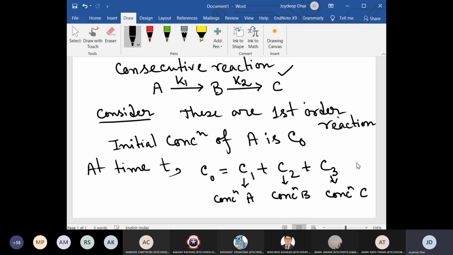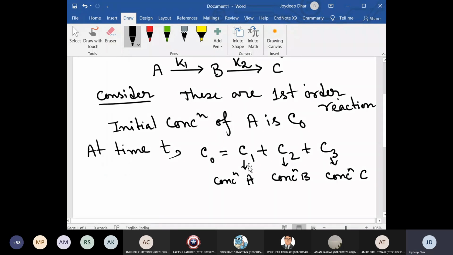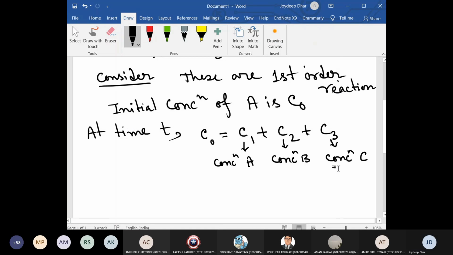Because whatever mass is taken, that mass only will be there in your reaction mixture. So mass will not be generated during the reaction. So total mass, due to conservation, will remain the same. So total C naught will be distributed into unreacted C1, then some amount of C2, and final product C3.